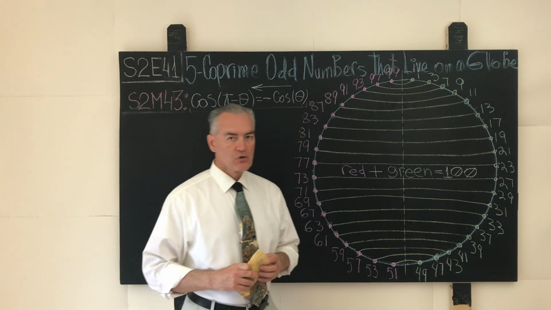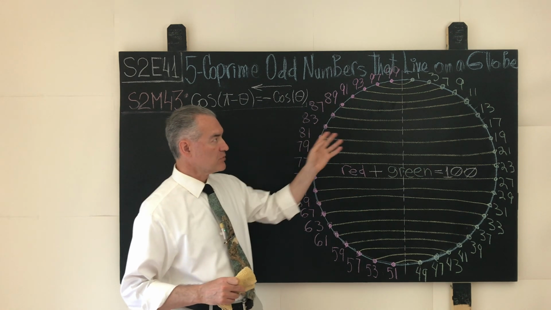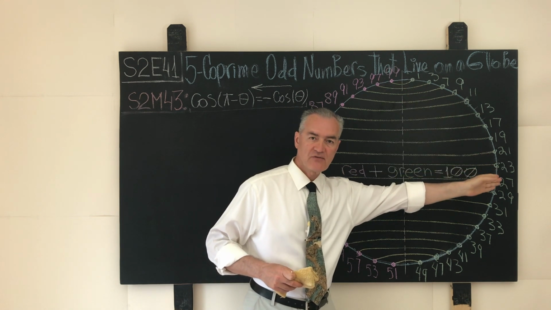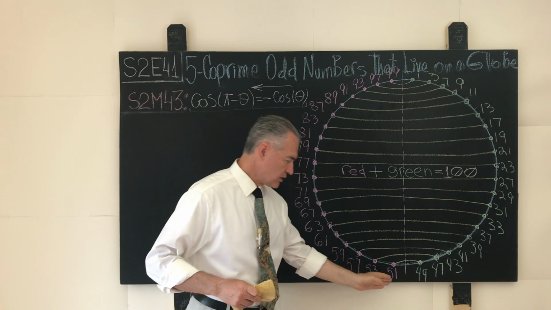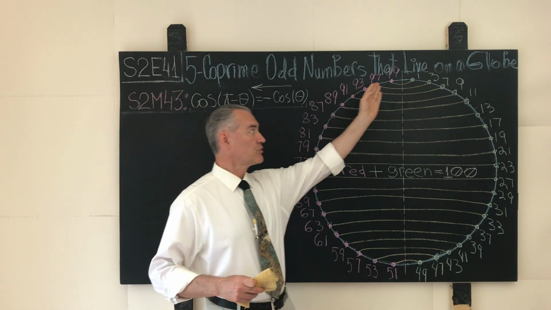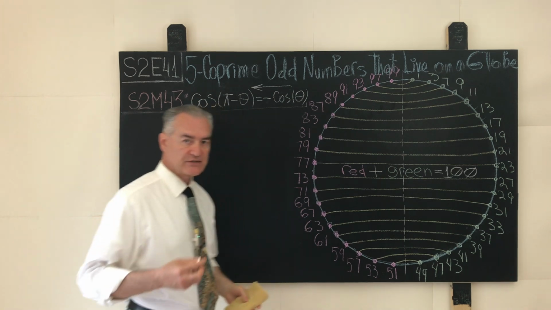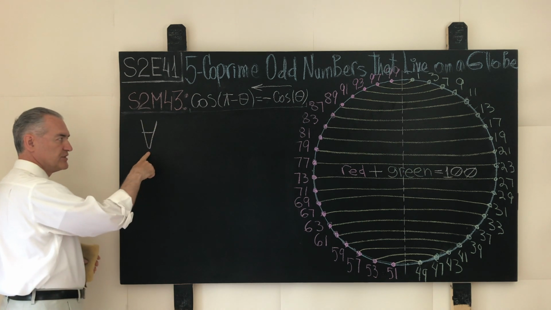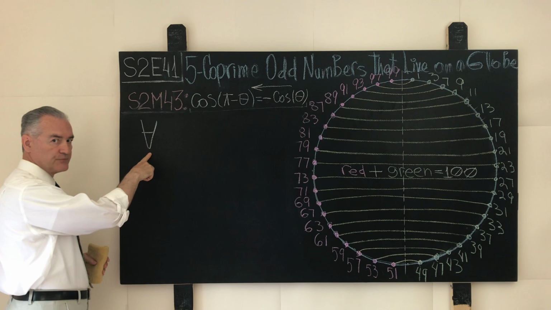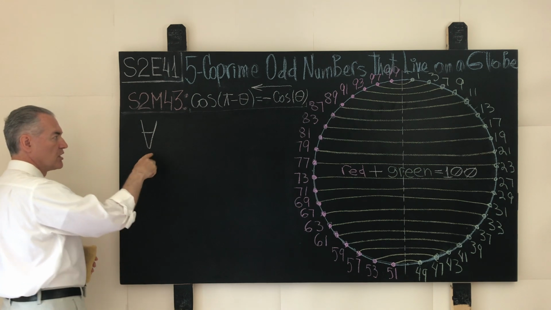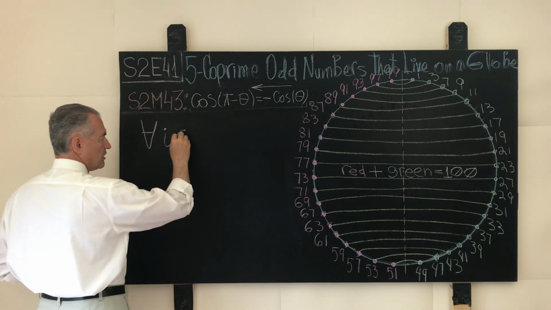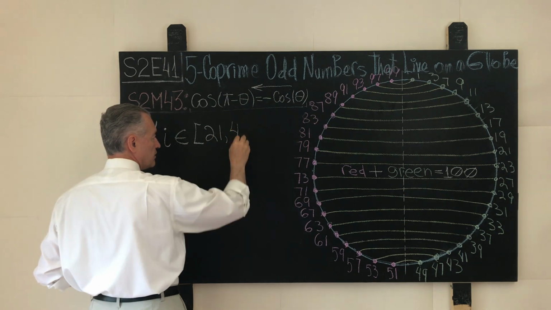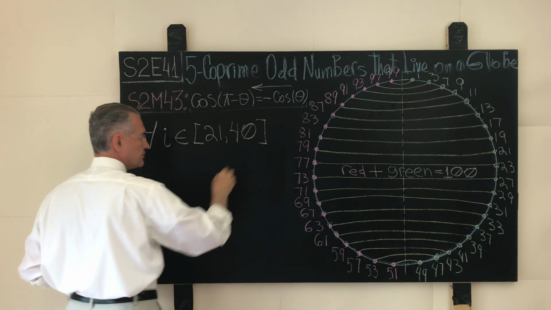If we enumerate all our green and red numbers consecutively with whole positive consecutive numbers, 1, 2, 3, 4, 5, 6, 7, and so on, 20, 21, 22, 23, all the way to 40, then what we just have shown is the following. For all such indexes, where this upside down A is the so-called universal quantifier, for all indexes I that belong to the subset of whole positive numbers starting from 21 to 40 inclusive. This is the closed subset.